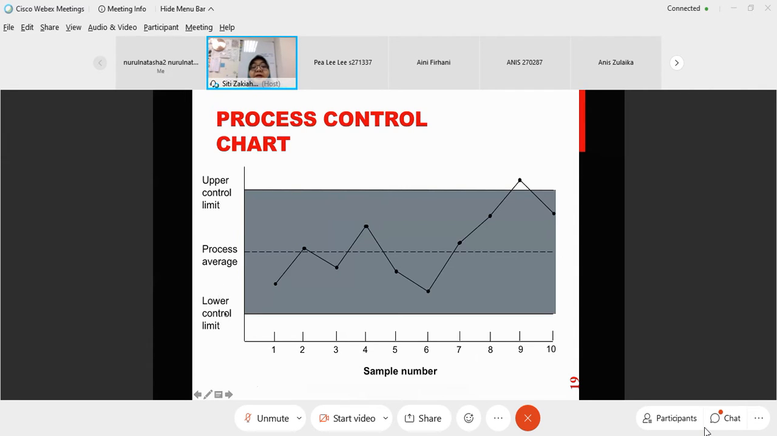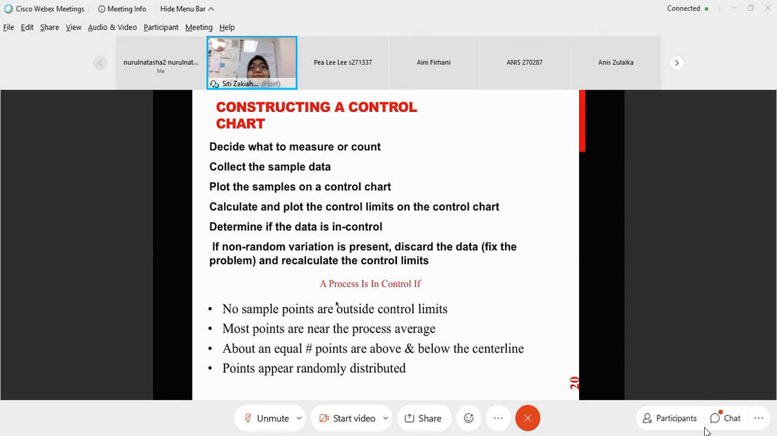Okay. This is the lower control limit or LCL. I think kalau macam siapa yang dah biasa, yang dah ambil paper operation management, you will know how to calculate this, okay? I think you learn in operations management as well. Okay, constructing a control chart: decide what to measure or count, collect the data, plot the samples macam tadi lah.